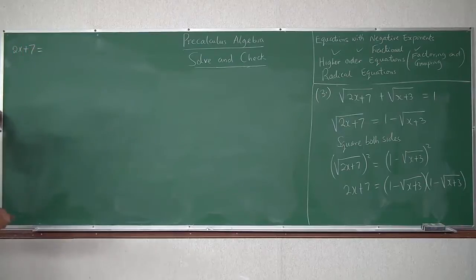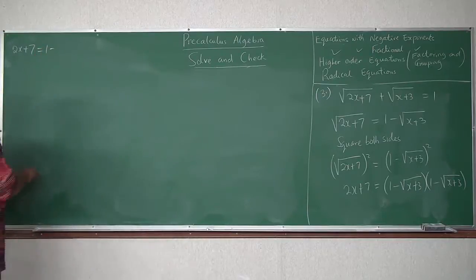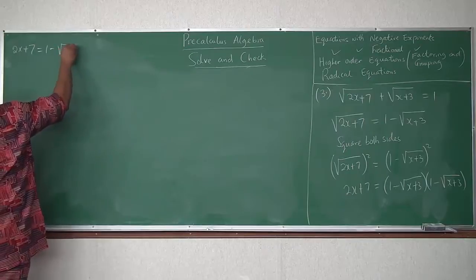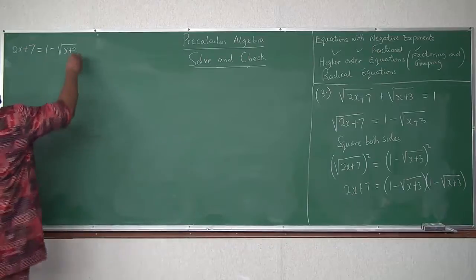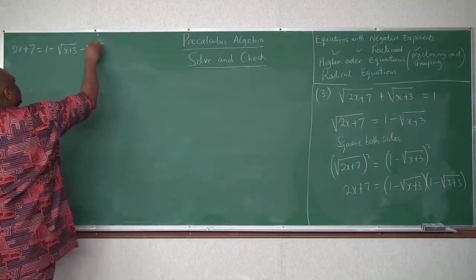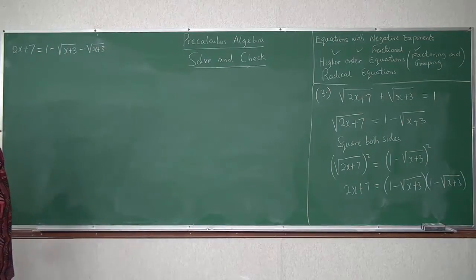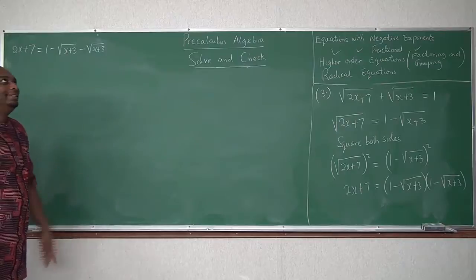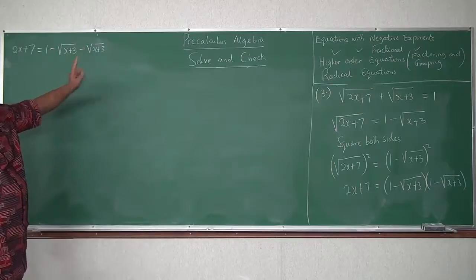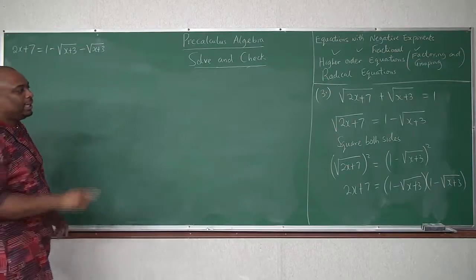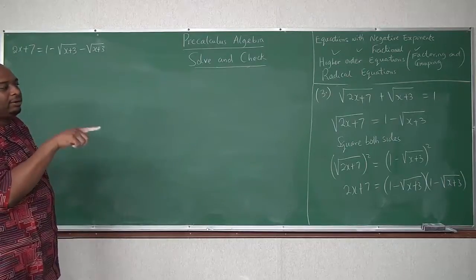is equal to 1 squared is 1, minus 1 times radical x plus 3 is radical x plus 3, minus radical x plus 3 times 1 is minus 1 radical x plus 3. If you want to put 1 here, that's fine. If you want to do that, that's fine, okay? But I'm not going to do that. Instead of saying 1x, I'll just say x. But if you want to put 1 here, put 1 here. That's fine with me. Now, minus radical x plus 3 times minus radical x plus 3.